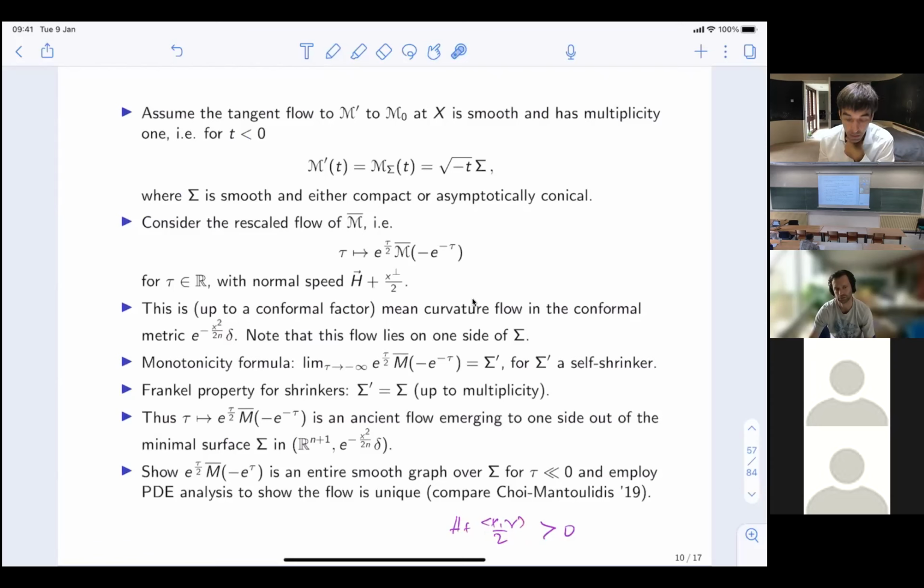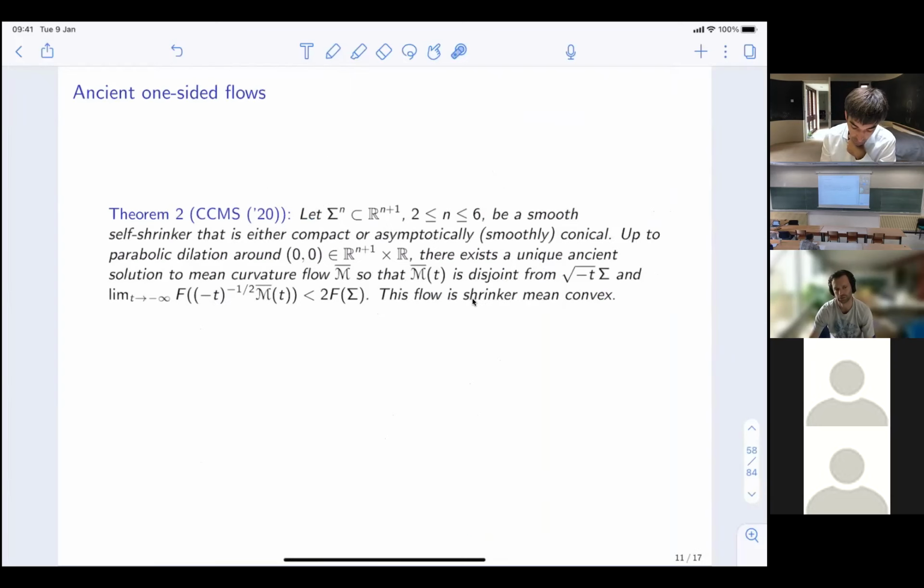Okay. And now we can use this to prove that, assume you have a self-shrinker, either compact or smoothly asymptotically conical, then there is only one unique ancient solution to mean curvature flow on each side of it, which is disjoint from it. And we need an entropy condition. This rules out higher multiplicity, but that's something we can always attain.